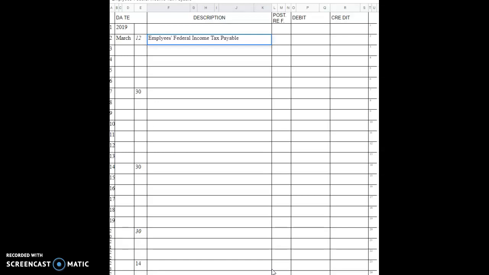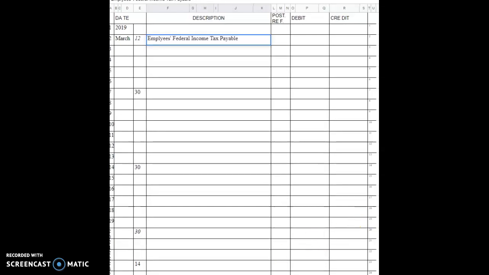The first thing on March 12th that we're going to record is our federal income tax payable. If you look back up, you can see our employees' federal income tax payable, where it says liability for February, is $9,000. That's going to go in as a debit. The next one we need to record is our FICA Social Security tax payable, which is also a debit. Looking back up, your FICA Social Security tax was $7,440.